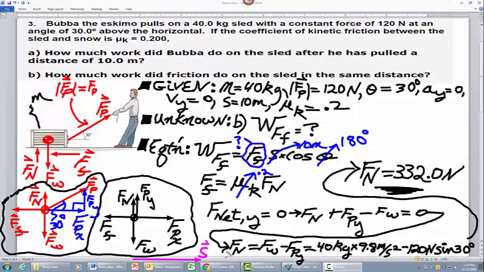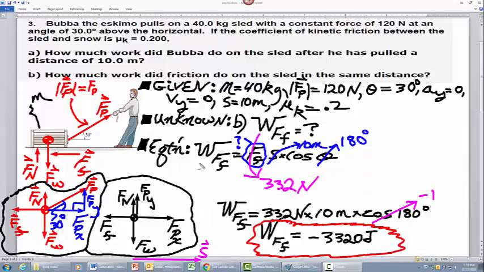Solving algebraically for the normal force, we get that it is the weight minus F p sub y. We substitute in 40 kilograms times 9.8 meters per second squared. For F p sub y, we have minus 120 newtons, which is the magnitude of the pulling force, but F p sub y is the opposite side, and so it's the hypotenuse, or F sub p magnitude, times the sine of 30 degrees. So we write minus 120 newtons times the sine of 30 degrees. Evaluating, we get that the normal force is 332.0 newtons.